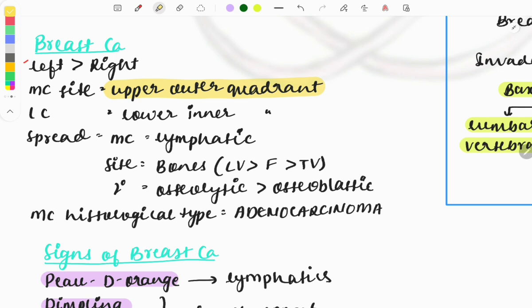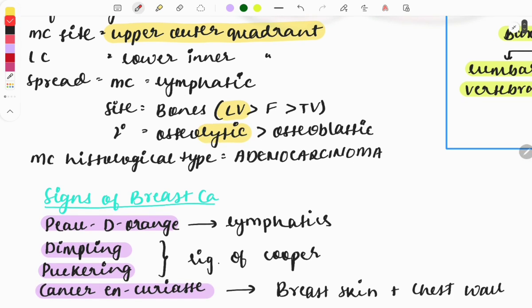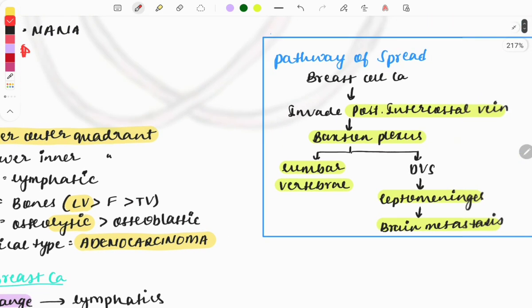Least common is the lower inner quadrant, and spread most commonly occurs by lymphatic spread, and the site in bones is the lumbar vertebrae. Then the secondaries it causes are mostly osteolytic kind of secondaries. Then the most common histological type is adenocarcinoma. Okay, so these are the simple one liners which you must remember for breast cancer.